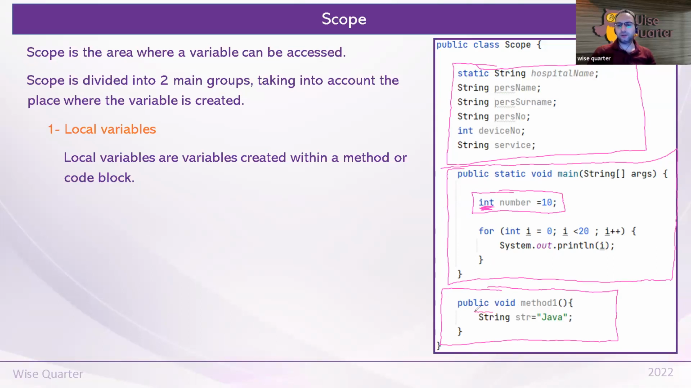This is the other local variable. If the variable is created in a loop or in a method, it will be a local variable. There is one more type of local variable, and we are going to see it in a few minutes. Local variables are the variables created within a method or code block. This is a better explanation. But the key is, if a variable is created inside of a method, it will be a local variable.